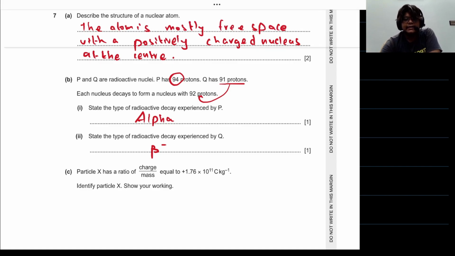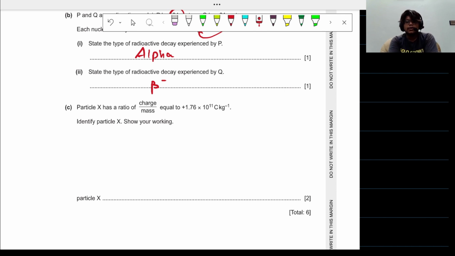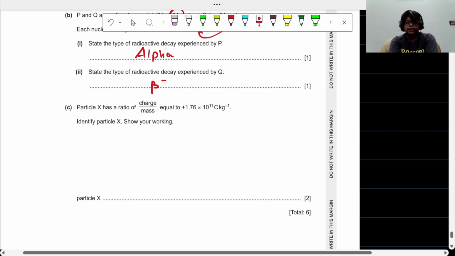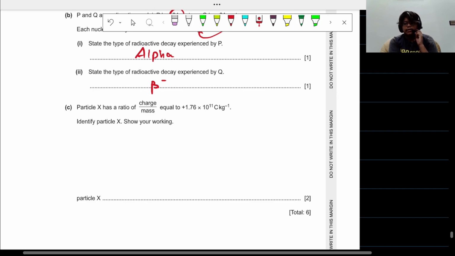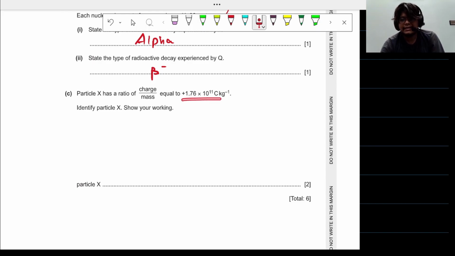Then it says we have a particle X which has a ratio of charge to mass equal to 1.76 times 10 to the power 11 coulombs per kg. So identify particle X, show your working, right? I think the defining, the unique feature here would be the mass, because your alpha particle would also have the same charge. We cannot, either you can find the charge, right, or the mass using it. Because it has a charge to mass ratio of plus 1.76, this means this is a positively charged particle, right? So let's work this out. This would be more like a hit and trial method. You need to think of it.